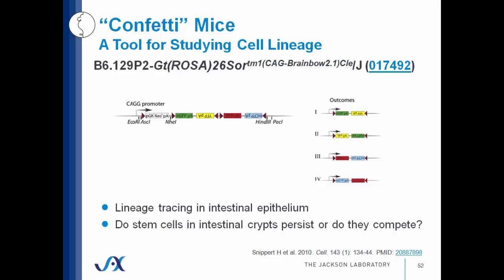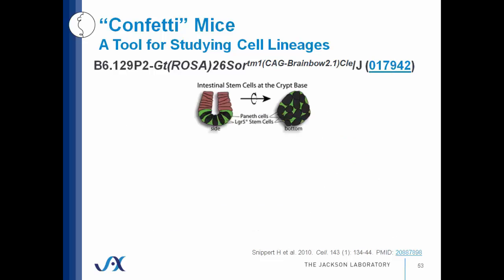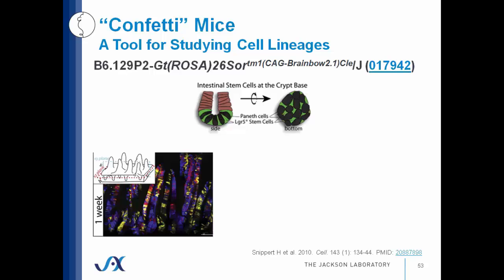In this case, when it was first generated, the investigators were looking at lineage tracing in the intestinal epithelium. And what they wanted to know is whether the stem cells in the intestinal crypts persist or compete with each other. So what they were looking at is when those stem cells at the base of the crypt divide, how can they tell whether they go clonal or do they have just a general random population.